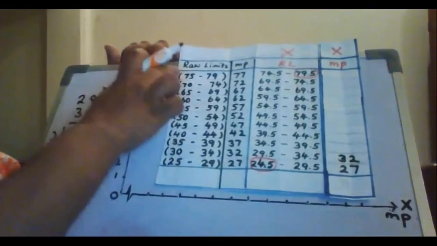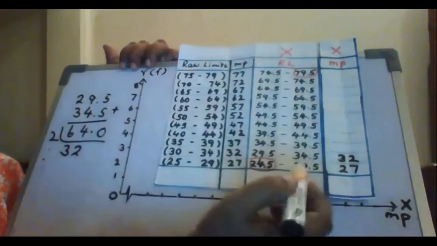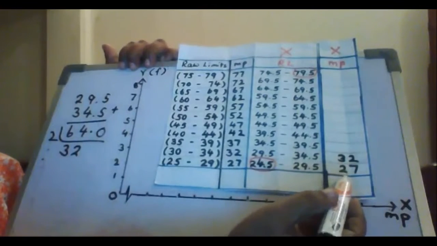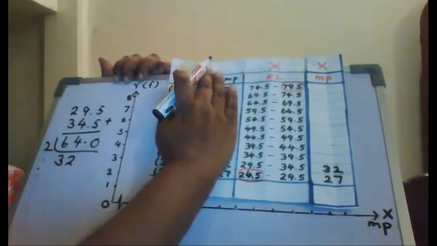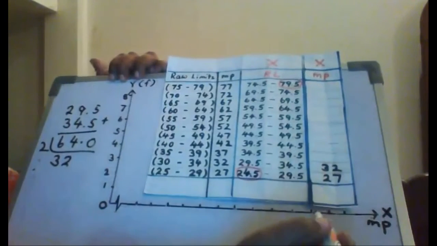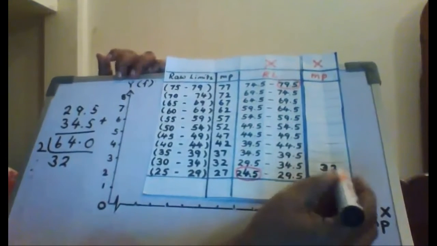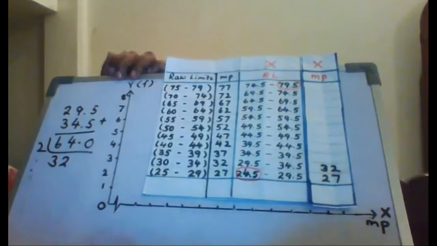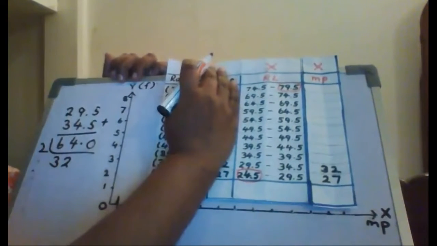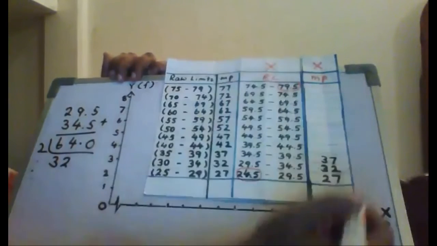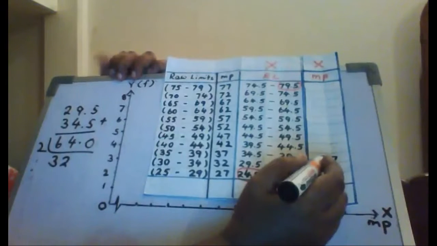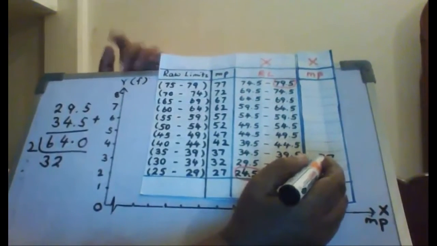So you can notice that for row limits and also for real limits, the midpoints are the same. 27, 32 likewise. Right? Without looking at this, can you say the values? Similarly, 27, 28, 29, 30, 31, 32. Then 32 is there. 33, 34, 35, 36, 37. Like 37, then 37. 38, 39, 40, 41, 42.